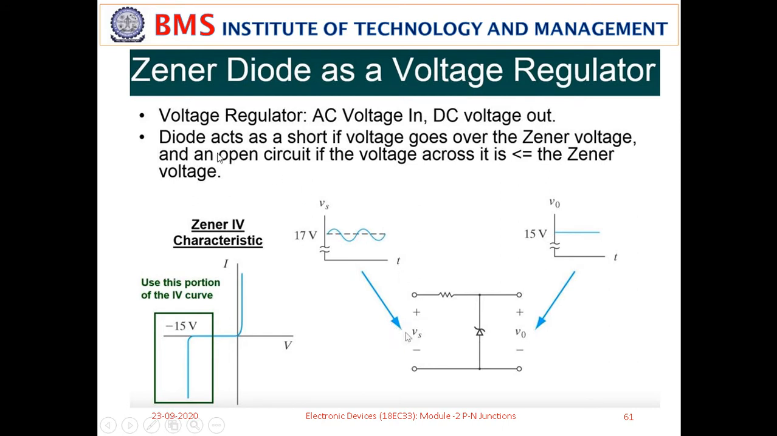Now, when the diode is an open circuit, that means if Vs becomes less than the Zener voltage, the circuit becomes open. If the voltage is less than or equal to the Zener voltage, the voltage across this will be maintained as the output. So, the output will be either Vs or Vz, depending on the circumstance. That is how this circuit functions.